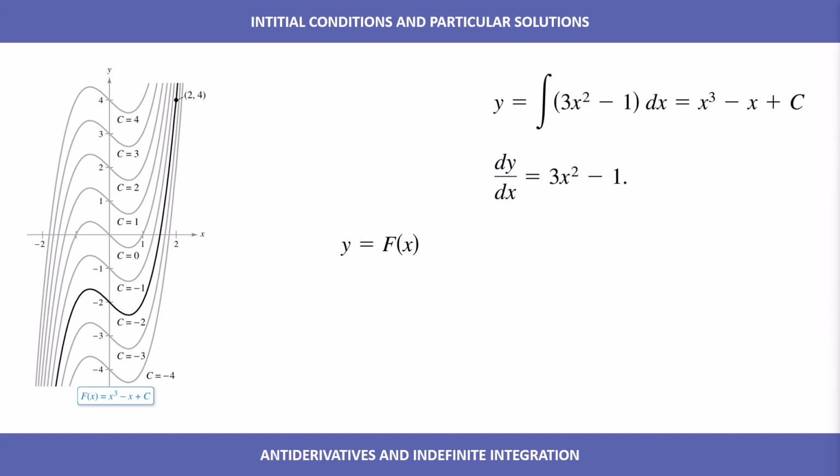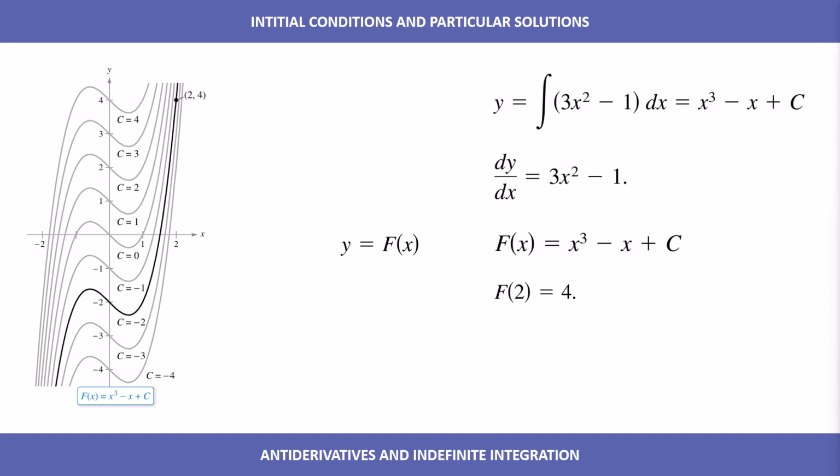For example, in the given figure, only one curve passes through the point (2, 4). To find this curve, you can use the general solution F of x is equal to x cubed minus x plus c and the initial condition F of 2 equals 4.